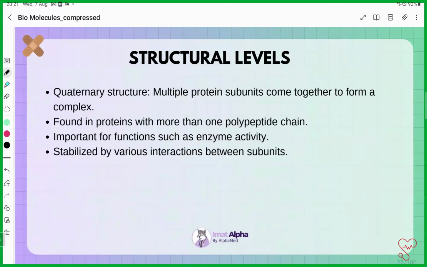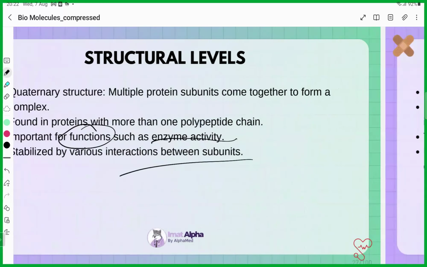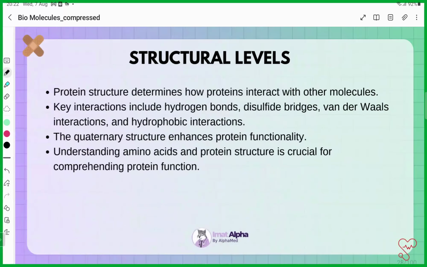Quaternary structure: subunits come together to form a complex, found in proteins with more than one polypeptide chain, important for function, such as enzyme activity. Stabilized by various interactions between subunits. It has ionic, covalent, hydrogen, peptide, disulfide, everything. Quaternary protein structure determines how proteins interact with other molecules. Key interactions include hydrogen bonds, disulfide bridges, van der Waals, and hydrophobic interactions. The quaternary structure enhances protein functionality.